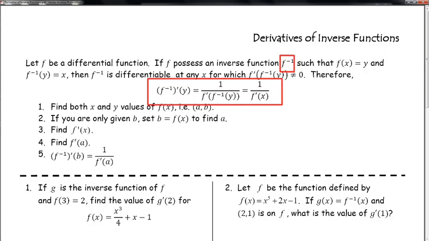And so let's talk about some steps. Step 1, first find both your x and y values for f of x, which is your a and your b. If you're only given b, you want to set b equal to your parent function. So if you've been given your y value, you have to set it equal to your function and solve for x, which will be your a. Find your derivative, plug in a, and so the derivative of your inverse at your y coordinate is equal to 1 over the derivative of your m. So let's look at several examples.